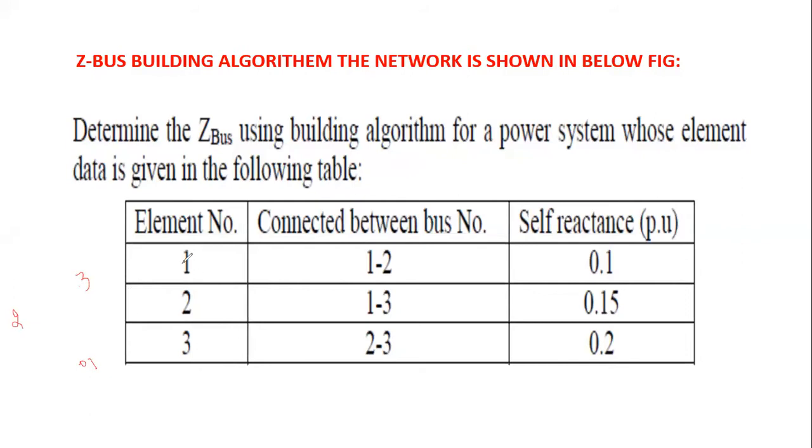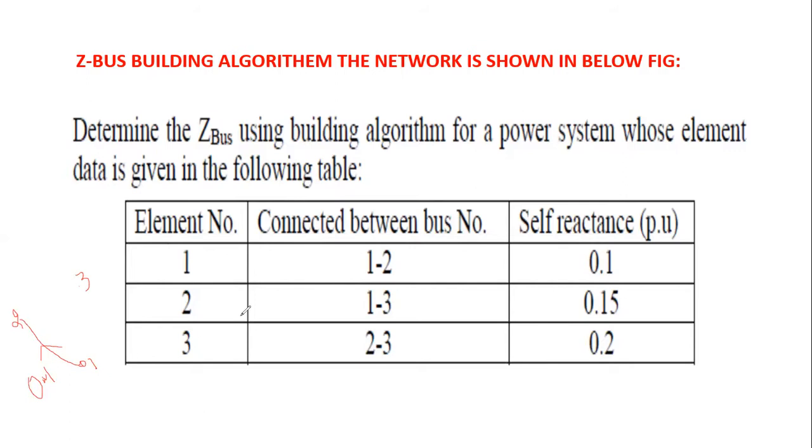First, element 1 is added between the first node and the second node, that is, bus 1 to bus 2. This is element 1, added between bus 1 and bus 2, and 1 to 2 is represented by an arrow like this. What is the value for element 1? It is 0.1, and the values are in per unit.